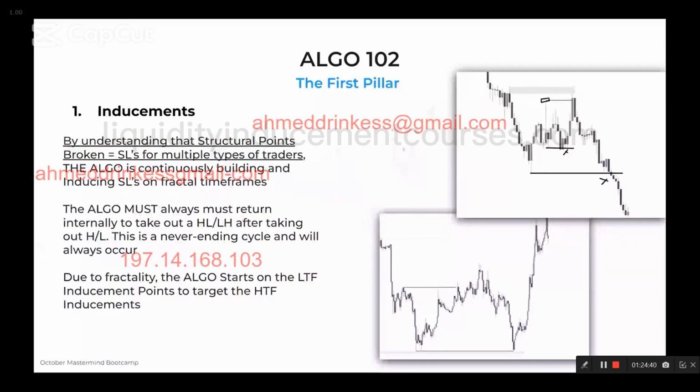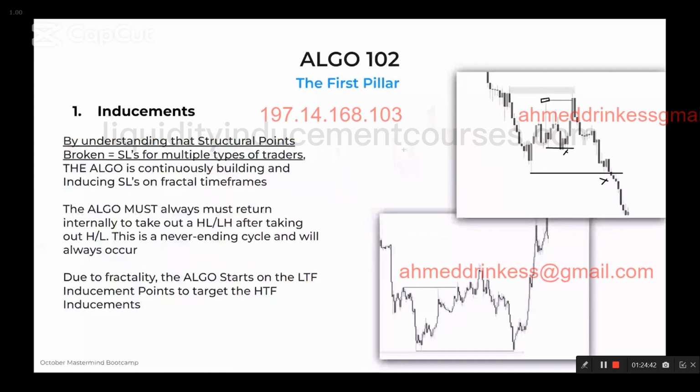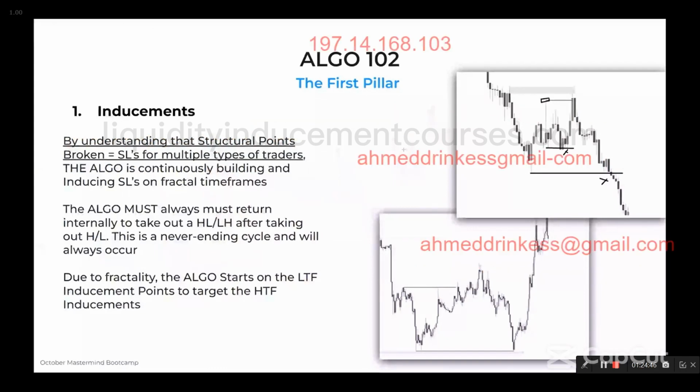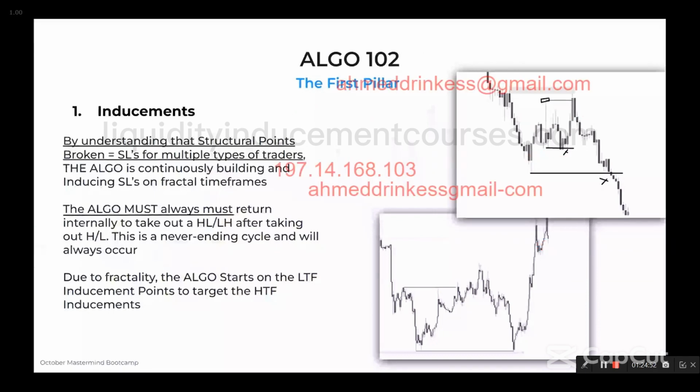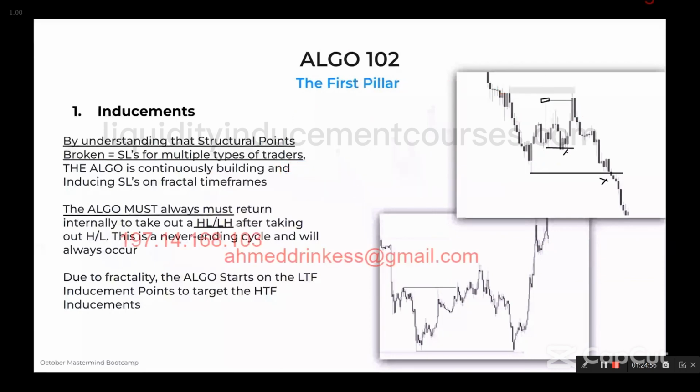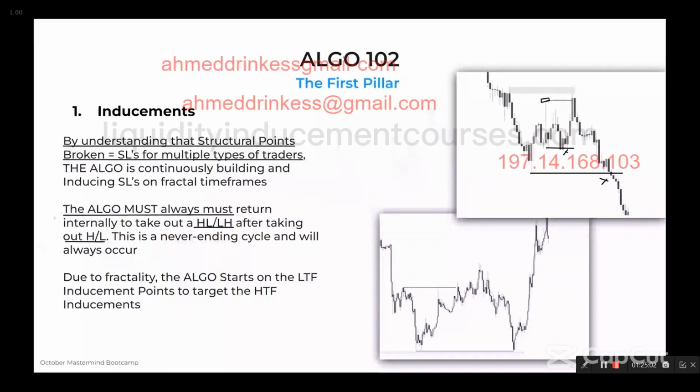So understanding that for every buy stop loss that happens, an immediate sell stop loss needs to happen after that, and vice versa. The algo must always return internally to take out a higher low or lower high after taking out a higher low. Very, very, very key point right here.